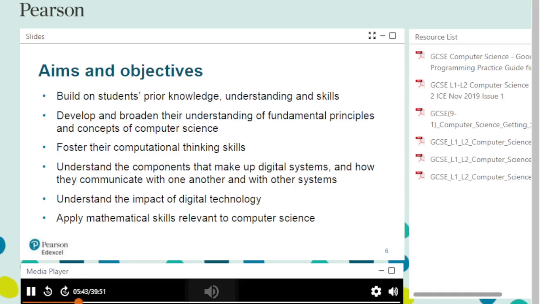to enhance their knowledge of the components of digital systems and how they communicate with one another and with other systems, and raise awareness of some of the issues and impacts associated with the use of digital technology. And finally, to develop students' ability to apply mathematical skills relevant to computer science.